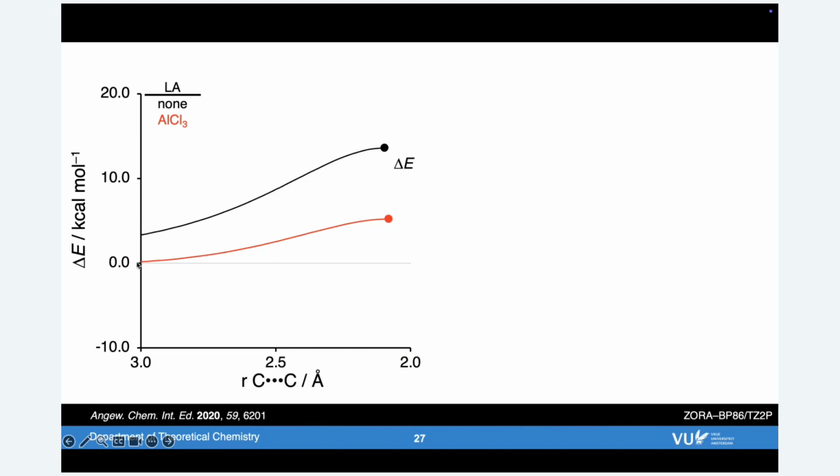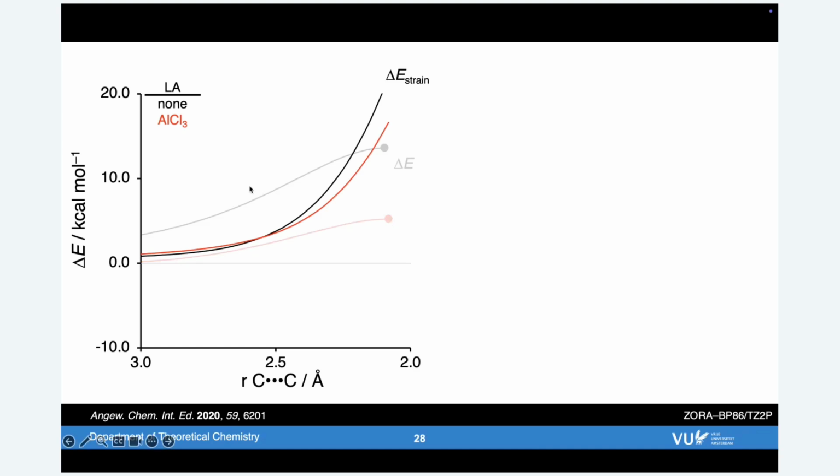And in black, we have the uncatalyzed reaction. And in red, we have the reaction catalyzed by aluminum trichloride. And this is a strong Lewis acid, and it makes sense that the barrier would be much lower, right? So this is our catalysis here. And now let's go ahead and figure out why is the red reaction lower, okay?